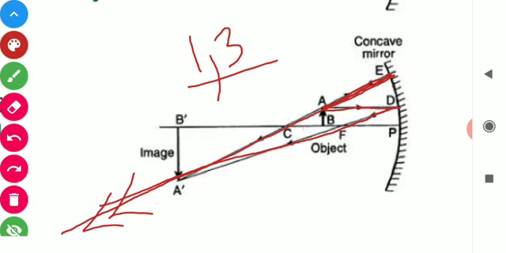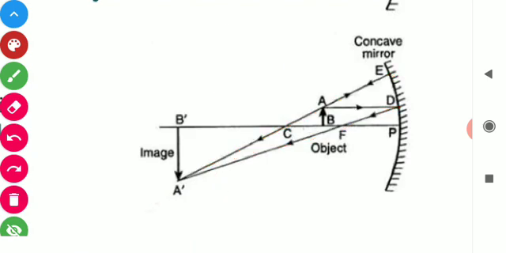And students, both the rays are meeting at this point. Where the reflected rays meet, that point we consider as the A dash point. So this is our A dash point. Similarly, if we join this with the principal axis, we get the B dash point. And this is the image, and this was the object. AB was the object, A dash B dash is the image.